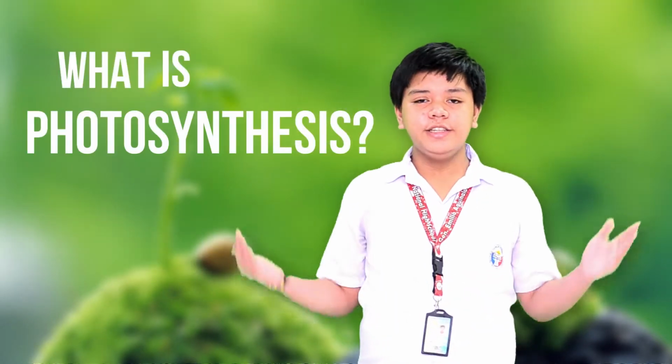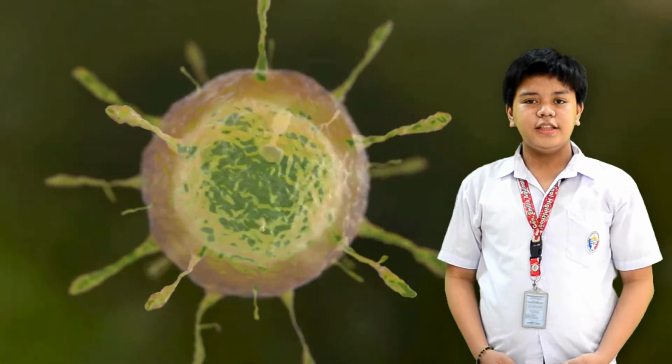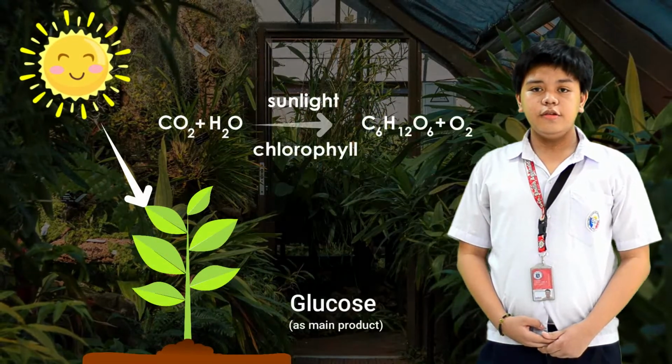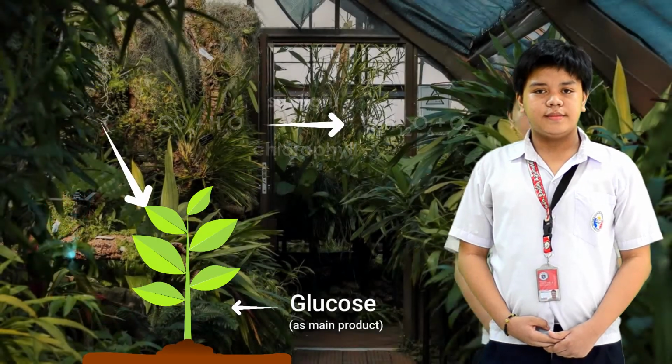What is photosynthesis? Photosynthesis is a food-making process in plants, algae, and some bacteria. The raw materials, carbon dioxide and water, are needed with the help of sunlight and chlorophyll to make glucose as the main product and oxygen as the byproduct of the whole process.